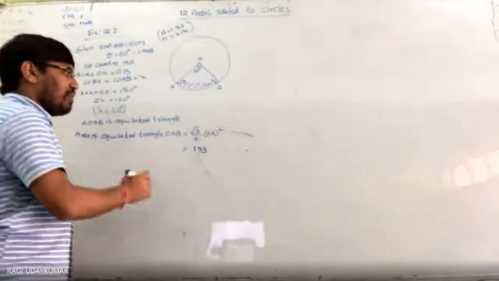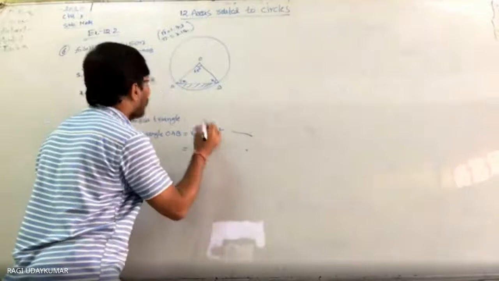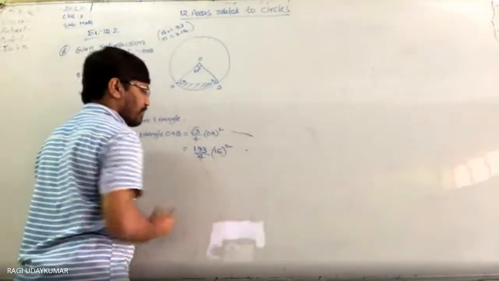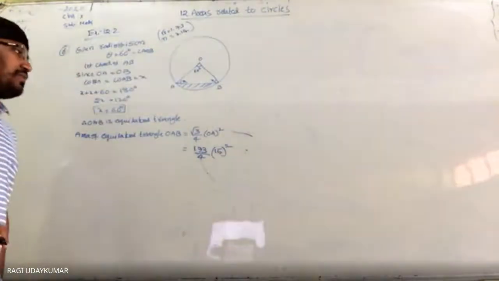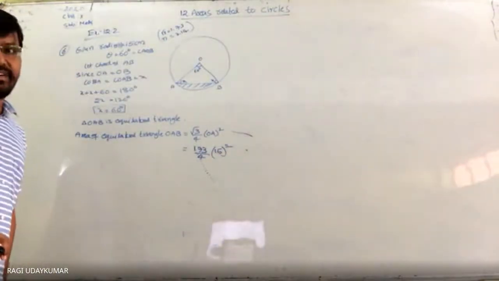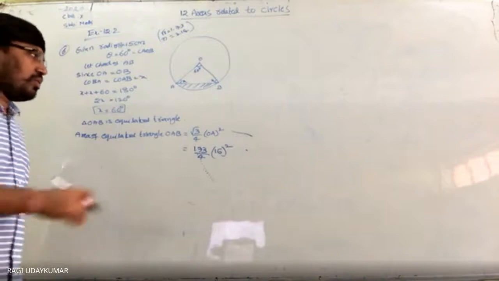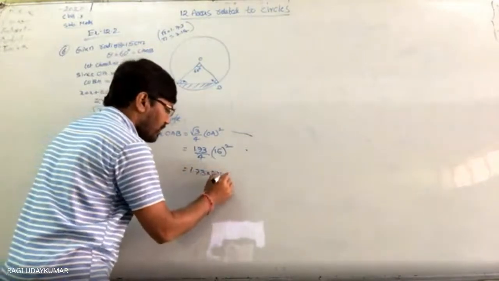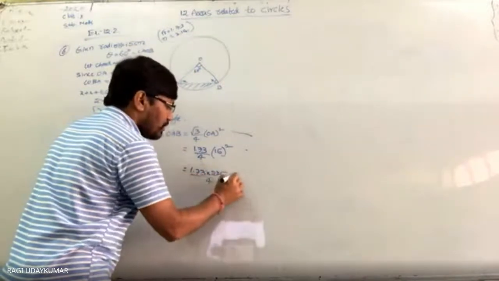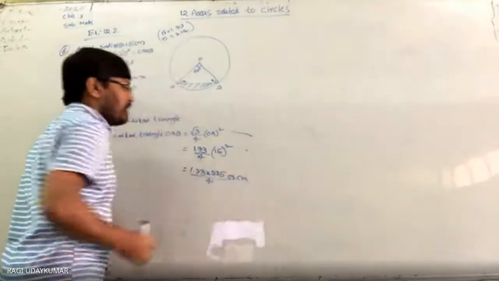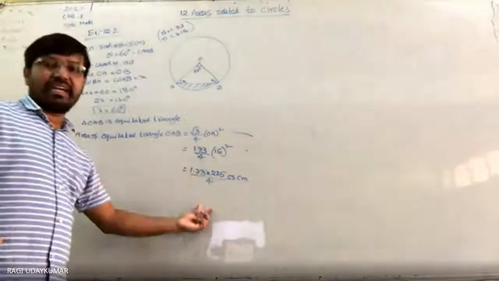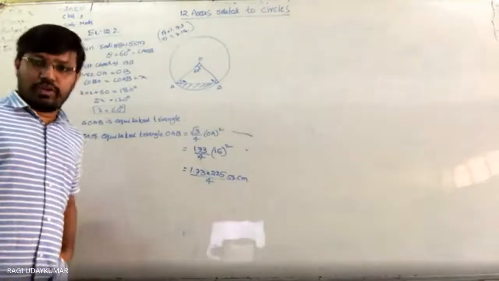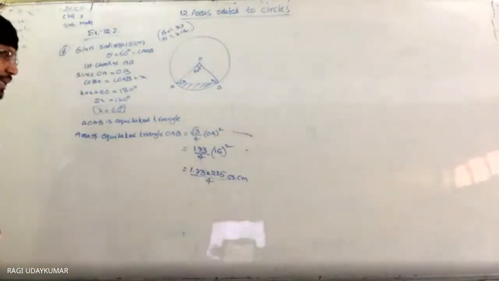So root 3 value 1.73 by 4 times OA squared, where OA is the radius of the circle, 15. So 15 squared. 1.73 into 15 squared, 15 squared is 225. So 1.73 into 225 divided by 4 square centimeters. You have to simplify this calculation in decimals. That part I am leaving to you. I am explaining the concept, and you can do the simple calculation part of it.